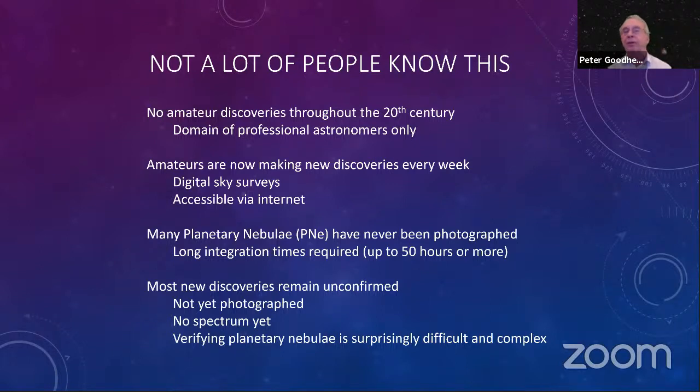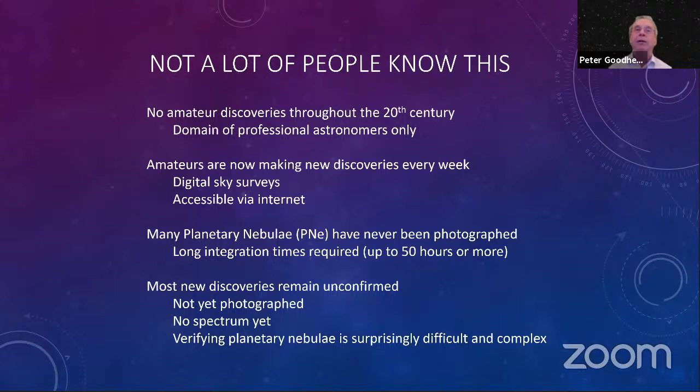Another interesting or surprising fact is that many planetary nebulae have never been photographed. They may have been identified, or candidates at least, on a sky survey plate, but nobody's ever got around to photographing them. Part of the reason is that many, especially the newer ones, are very faint, and we'll go into why that is. So you need very long integration times, typically up to 50 hours of imaging. In fact, I think in one case I exceeded 70 hours in order to produce a usable image. So that's discouraged people from photographing them.